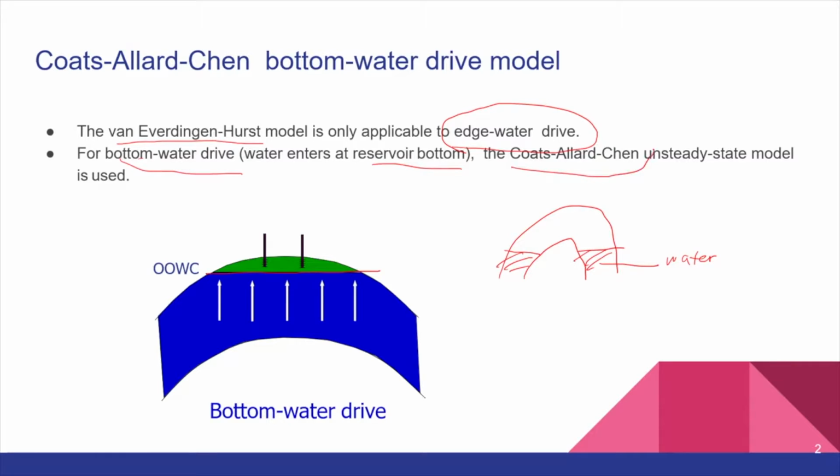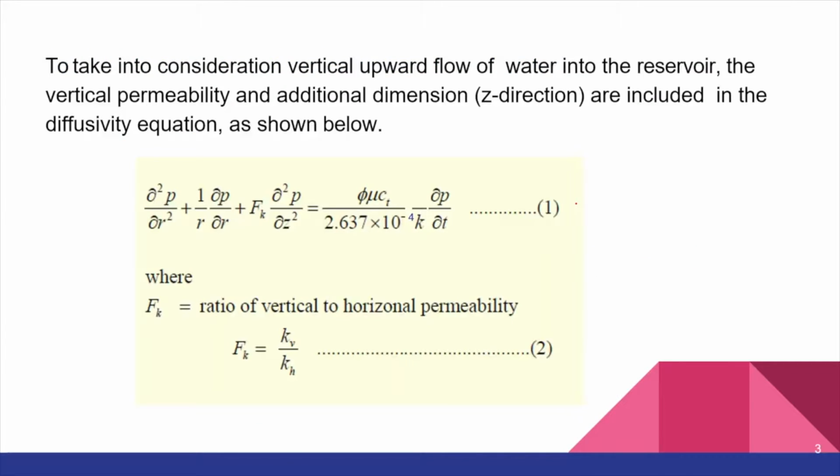We are going to use the Coats, Allard, Chen unsteady state model. For this model, we take into consideration vertical outward flow of water, vertical permeability, and an additional dimension, the Z direction. So it's included here. So Fk, and then you have the Z direction. The Fk is the ratio of the vertical permeability Kv over horizontal permeability Kh. So there are two directions of the permeability in here.